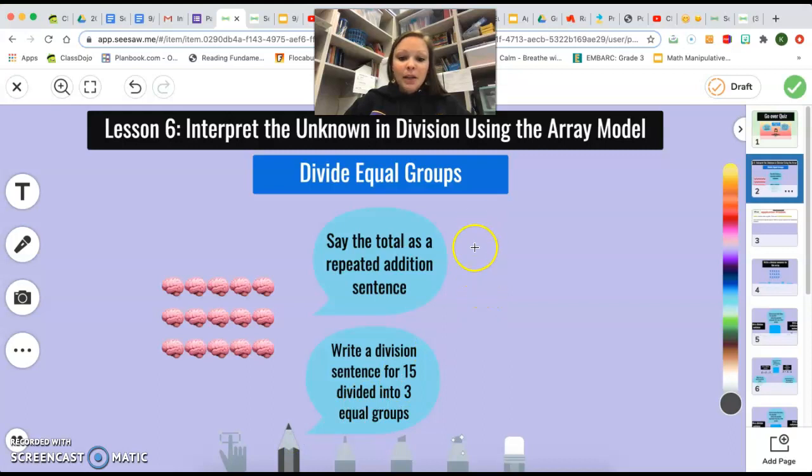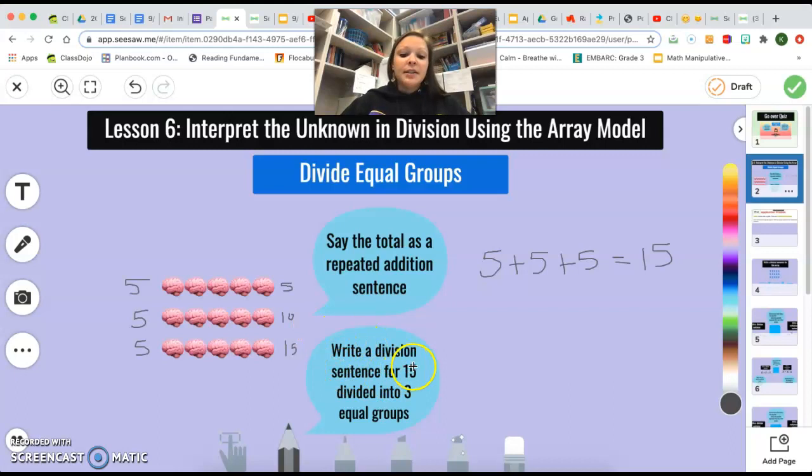So my repeated addition sentence is going to match my rows. 5 here, 5 here, and 5 here. And we're going to write that as our repeated addition. So 5 plus 5 plus 5 equals what? Well, we can group count by 5s. So 5, 10, 15. 5 plus 5 plus 5 equals 15.